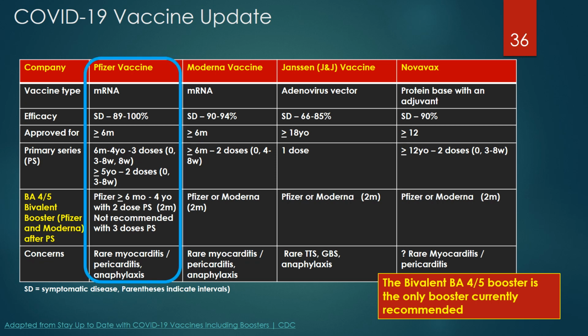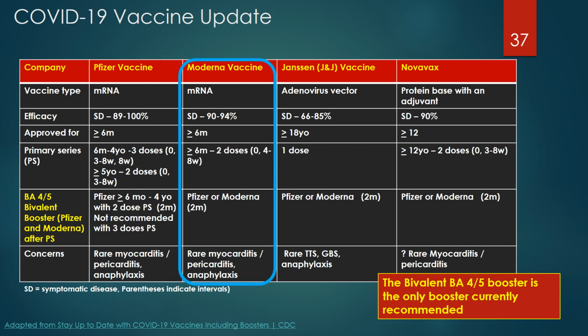The Pfizer mRNA vaccine has an efficacy to prevent symptomatic disease of 89 to 100%. The Pfizer vaccine has been approved for those 6 months old and older. It is administered as a primary series of 3 doses for those 6 months to 4 years old and 2 doses for those 5 years old and older. Rare but serious adverse reactions include anaphylaxis and myocarditis. Myocarditis is most commonly seen in young males.